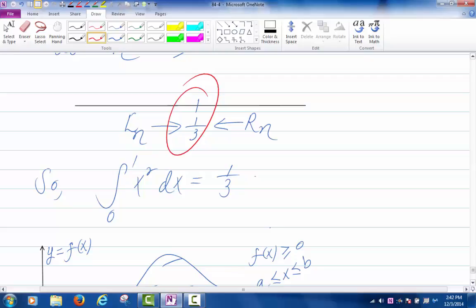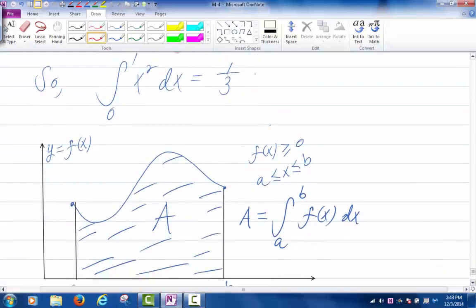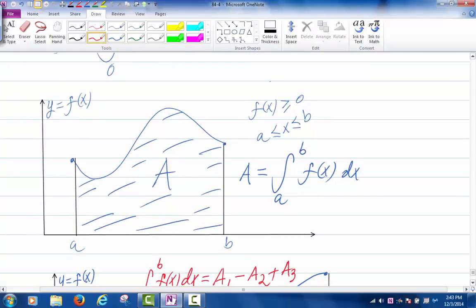But beginning from section 4.3, we are going to make use of a relationship between antiderivatives and definite integrals. We're going to make use of their relationship in order to evaluate definite integrals. We are going to see that later. But right now, I want to finish by saying a couple of things here.